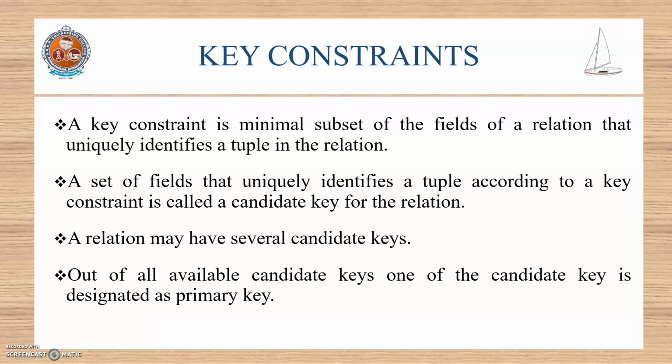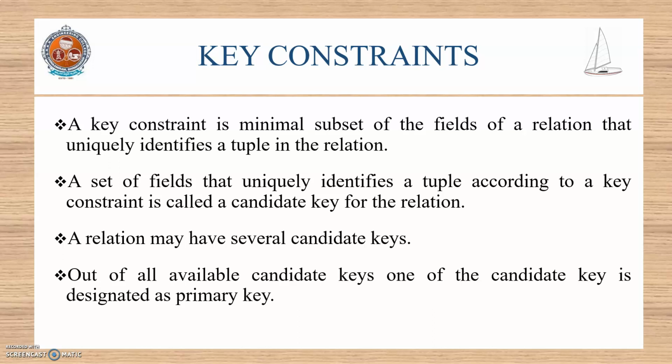Key constraints. A key constraint is a minimal subset of the fields of a relation that uniquely identifies a tuple in the relation. Consider the students relation and the constraint that no two students have the same student ID. This integrity constraint is an example of a key constraint. A set of fields that uniquely identifies a tuple according to a key constraint is called a candidate key for the relation. The candidate key is also called key. In the case of the students relation, the SID field is a candidate key.